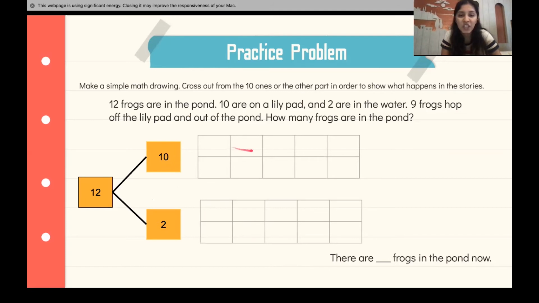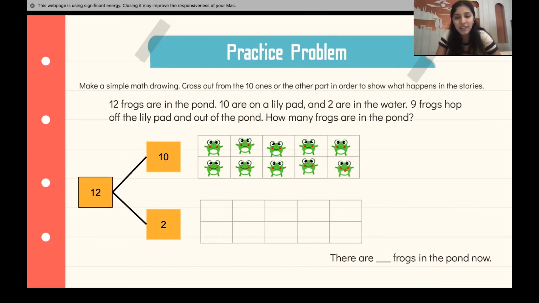Yes, we're gonna show our little frogs, right? So you can go ahead and draw a little circle for the frog, but since I had computer, I went ahead and found the cute little frogs, okay? So what do? Yeah, we show our 10 frogs that are on the lily pad. So it's 1, 2, 3, 4, 5, 6, 7, 8, 9, 10. There are 10 frogs on the lily pad.